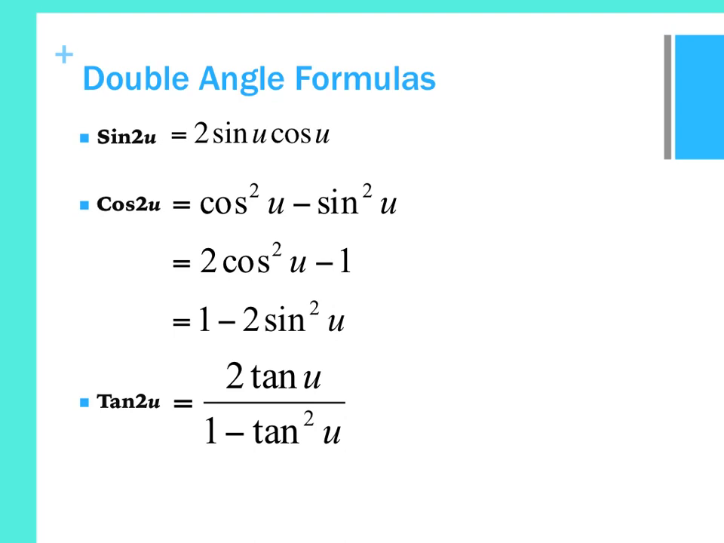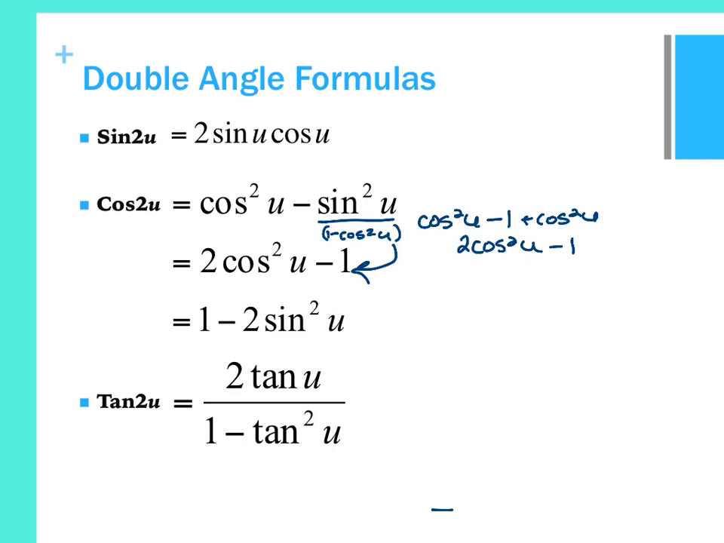So the double angle for sine is 2 sine u cosine u. U represents the angle. Cosine 2u has 3 options. Cosine squared u minus sine squared u, or if you think about replacing these with the identities that they work with, like if I take sine squared and replace it with 1 minus cosine squared u, then I get cosine squared u minus 1 plus cosine squared u, which gives you 2 cosine squared u minus 1. So this is just an alternative for the first one. And we'll talk about why you would choose one over the other in a little bit.